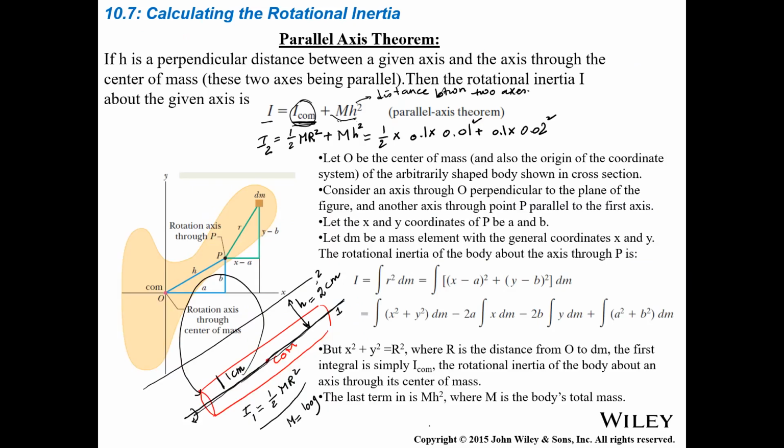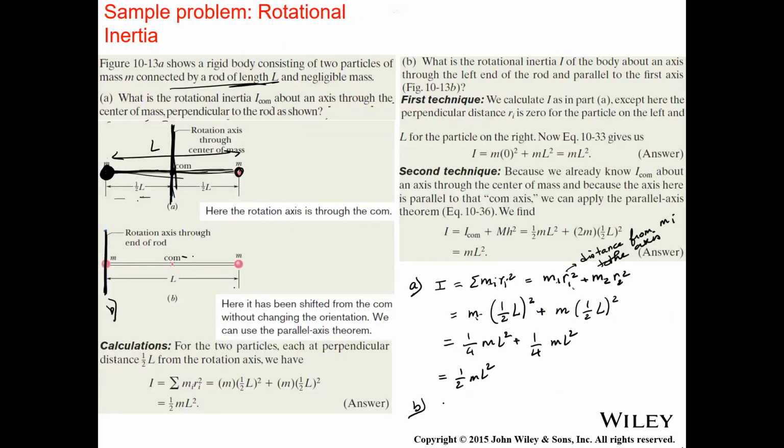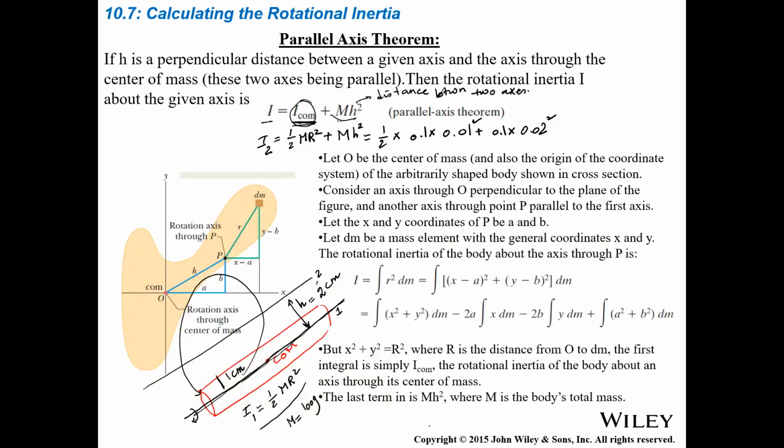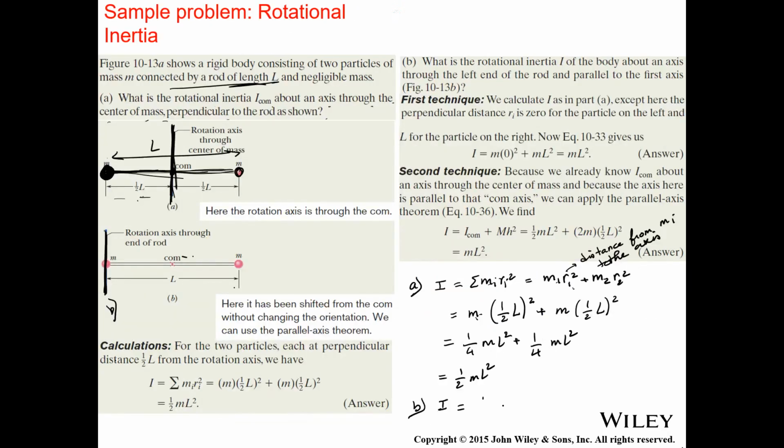Two axes parallel to each other, one of them passing through the center of mass. The second has an unknown rotational inertia. I can find the rotational inertia of this second axis. Makes sense? Okay, so here I'll find I by using the parallel axis theorem. What does the parallel axis theorem tell me? It tells me take the rotational inertia passing through the center of mass plus m h squared, where h is the distance between the two axes. So this is I_COM plus m h squared.